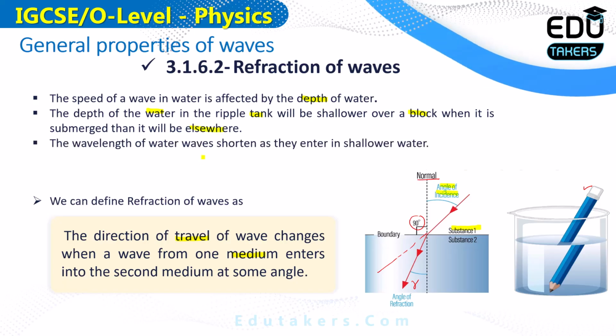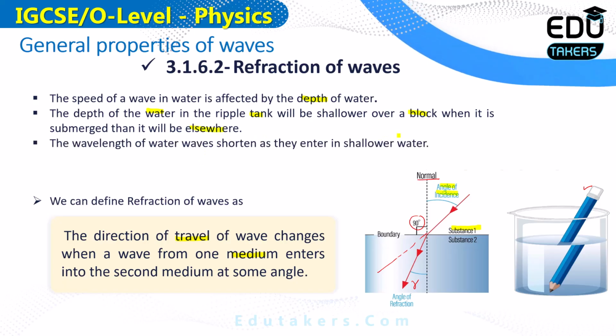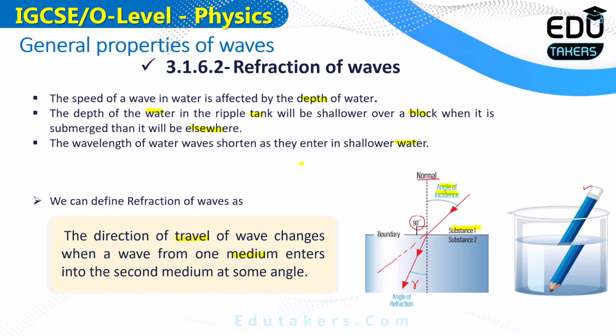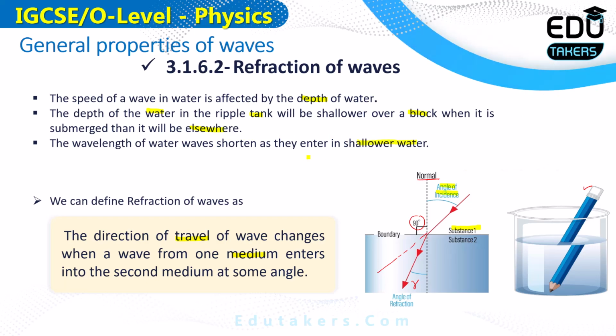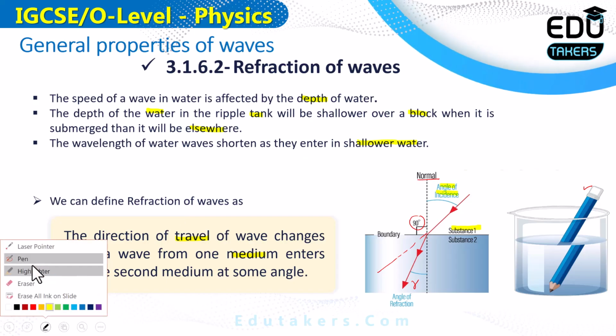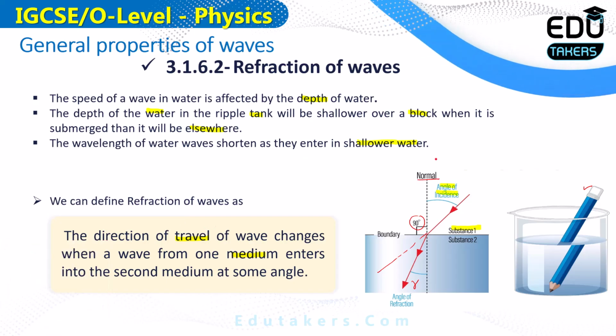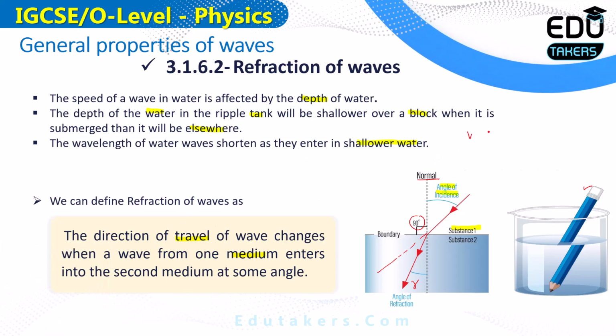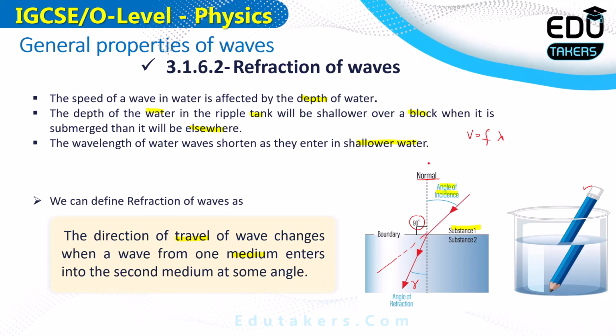The wavelength of the water wave shortens as it enters into shallow water. In the shallow water, the wavelength of the wave becomes smaller because here the speed of the wave decreases. You know the wave equation, which is V equals F lambda. Here F is the frequency, lambda is the wavelength and V is the speed of the wave.